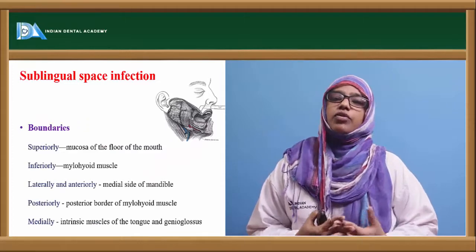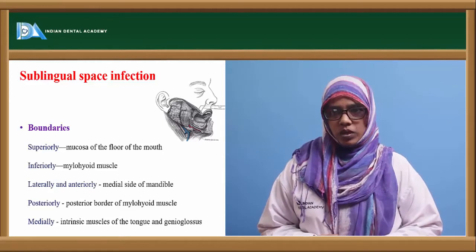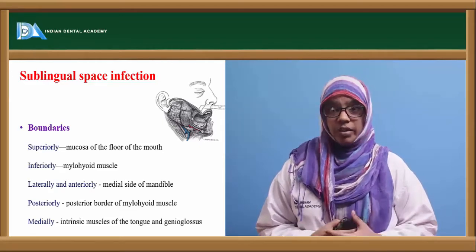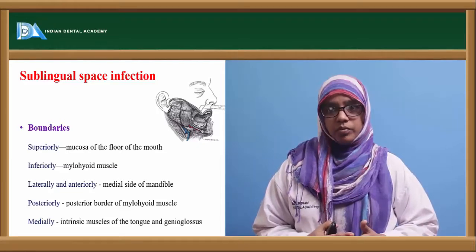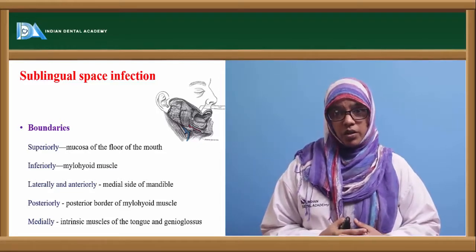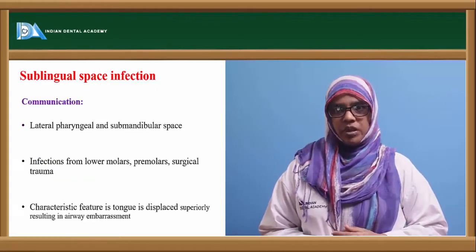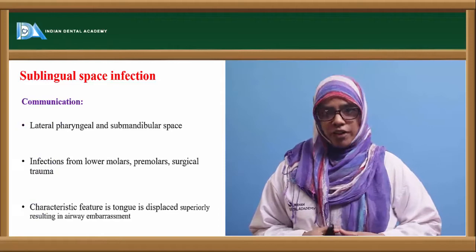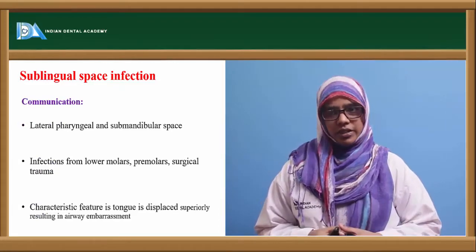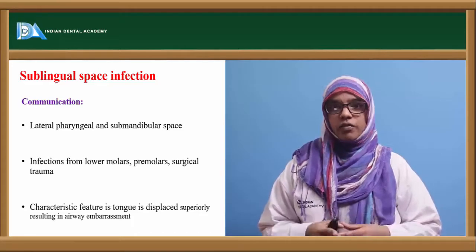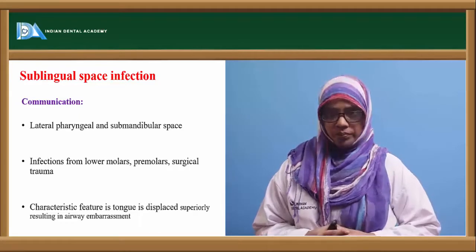Now, let's move on to the sublingual space infection. It is bounded superiorly by the mucosa of the floor of the mouth, inferiorly by the mylohyoid muscle, laterally and anteriorly by the medial side of the mandible, posteriorly by the posterior border of the mylohyoid, and medially by the muscles of the tongue and genioglossus. It communicates with the lateral pharyngeal space, submandibular space and sublingual space on the other side. These arise basically from the infection of the lower molars, premolars and surgical trauma.